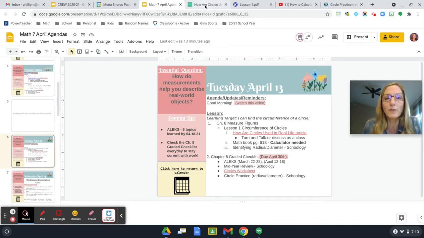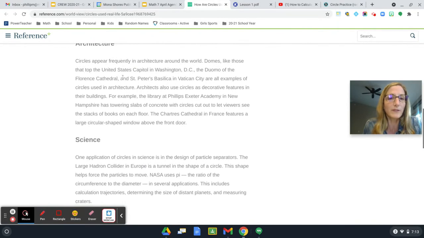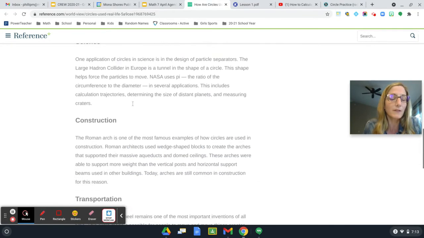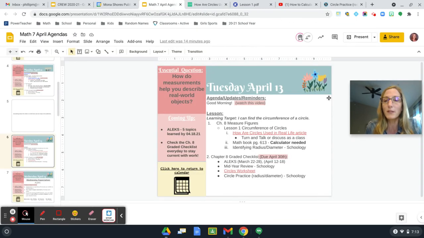So again, if I go back here for just a second, you'll see that there's examples in architecture, there's examples in science, there's examples in construction. Try to pick something different from each one of those to talk about. And so each partner would have 2 examples that you could share with each other, or again, you could discuss it as a class. If you're at home virtually learning and are reading the article, again, same thing. Think about 2 examples that you can reflect on how they are used in real life.